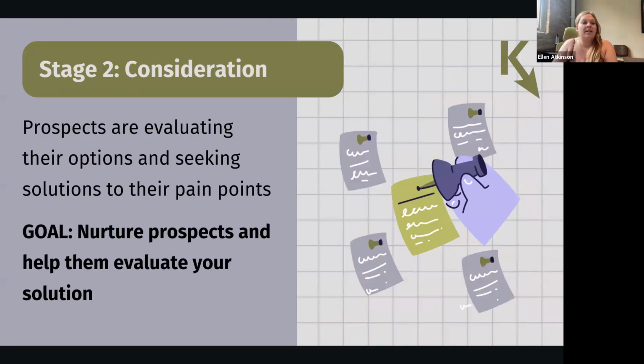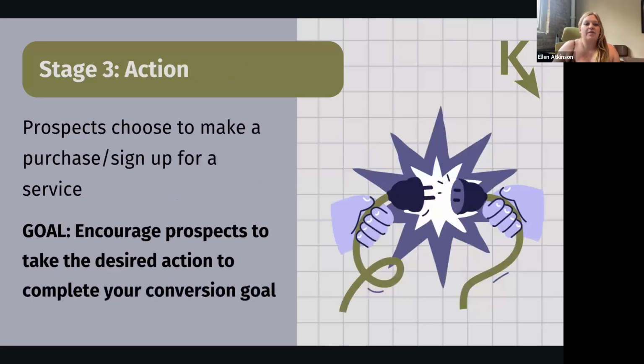consideration. So as our prospects progress to the consideration stage, we start to recognize that they're evaluating options and looking for solutions. So here's where we implement strategies to nurture prospects and guide them to work with you as a company. That moves us to the action stage. This is where they leap from just looking at you to actually making a purchase or engaging with you or whatever your goal is as a company.